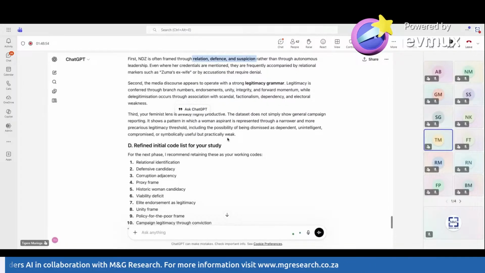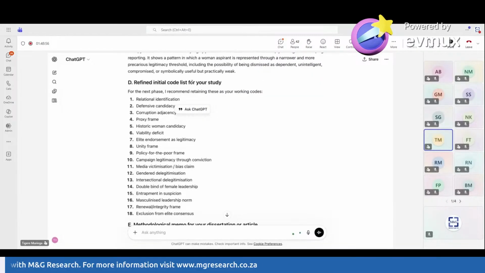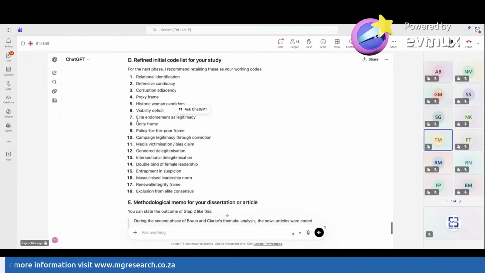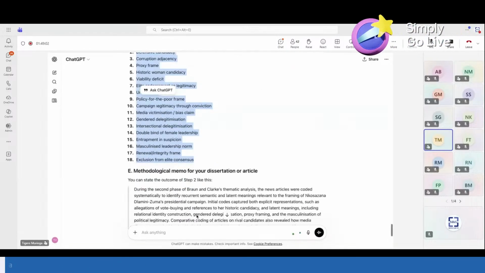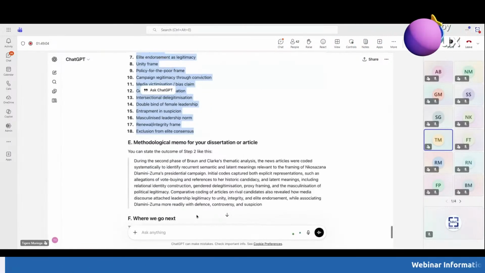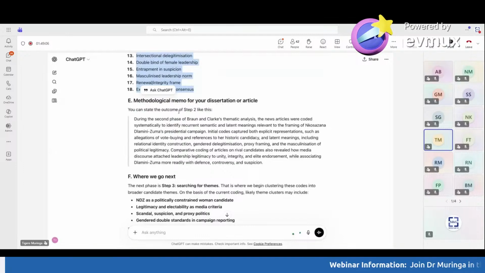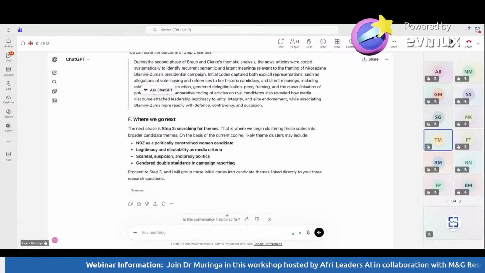So these are our refined initial codes in your study. How many codes? I have 18 codes, right? So in the methodological memo for your dissertation or article, you can state the outcome of step 2 like this, right? Right, where we go next, we need to go to stage 3.